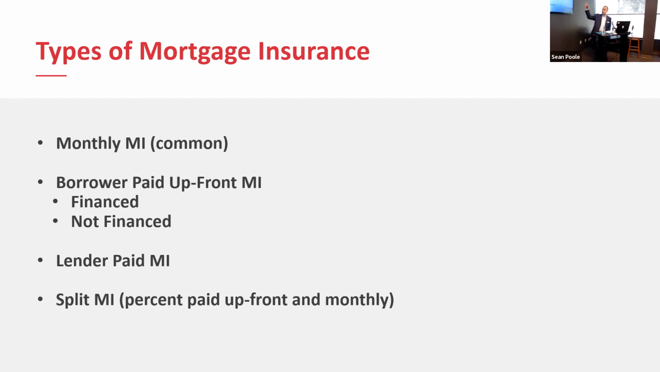So if you're putting the minimum down payment, most people end up doing the monthly mortgage insurance now. Or if you're putting down 5 to 10% and you have a good credit score, then the upfront mortgage insurance option is usually better than the lender paid mortgage insurance. So if you do monthly, for how long?